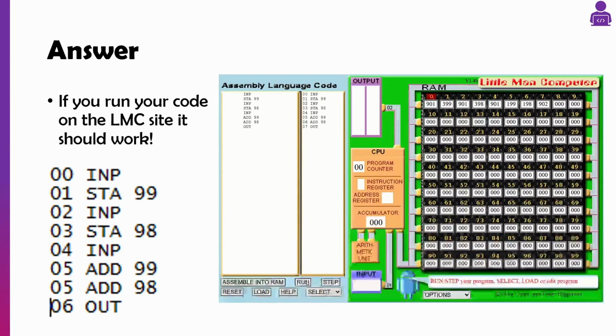So I'm just going to add that third number straight to 99. That will add that and get a total. We then do add 98 again, which will add the third number to that total, and then we can output the answer.